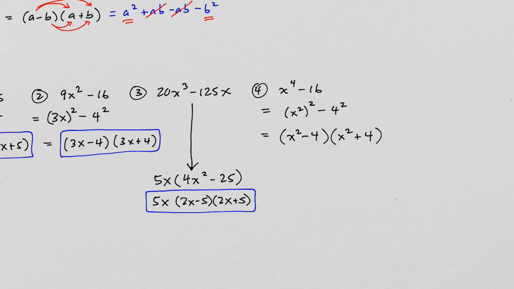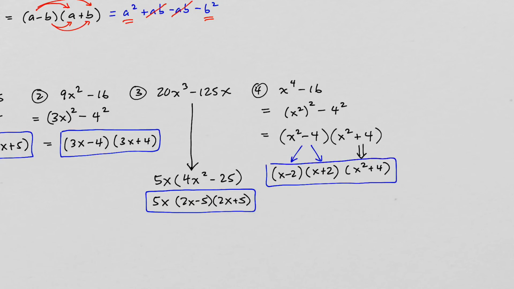But the key point here is that we're not done factoring because x squared minus 4 is also a difference of two squares. And it can be broken down further into the product of x minus 2 times x plus 2. And then x squared plus 4 does not factor further. That's the sum of two squares. And we cannot factor the sum of two squares. You can try, but it's not factorable.